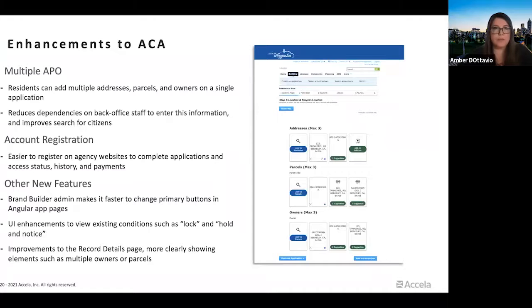Other new features in this release include enhancements to Brand Builder that allows agencies to change primary buttons, allowing them to bring more attention to certain actions. Conditions, also referred to sometimes as locks, holds, and notices, are now more prominent and easier to consume by the public. And the record details page has been enhanced to surface the important location information, minimizing the need to drill down into the permit details to get this information.